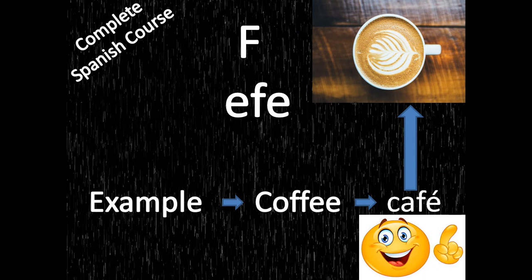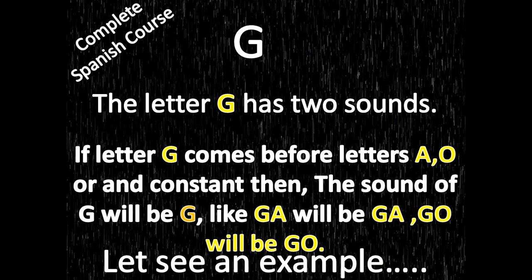Next letter is F. F is pronounced in Spanish as F-A. Example, coffee. Coffee is called cafe in Spanish. So you will say cafe. Okay. Next letter is G.